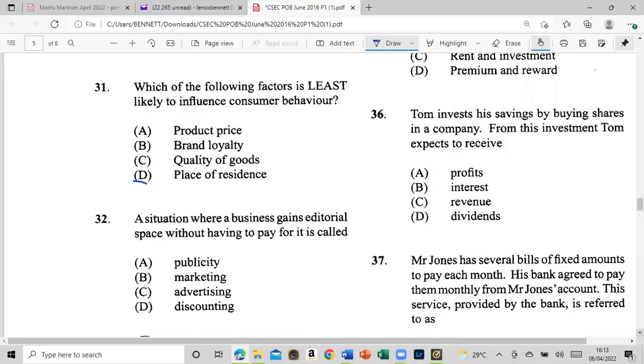A situation where a business gains editorial space without having to pay for it is called, is it publicity, marketing, advertising, or is it discounting? And that is A, publicity.